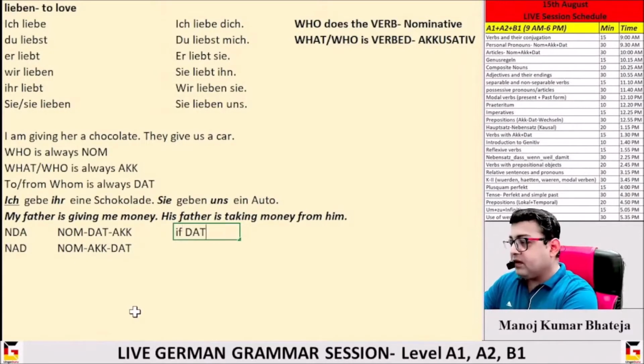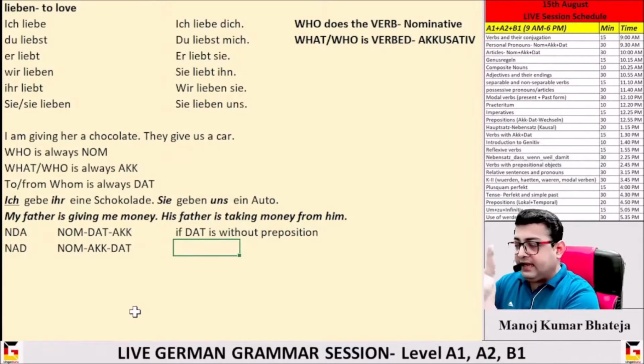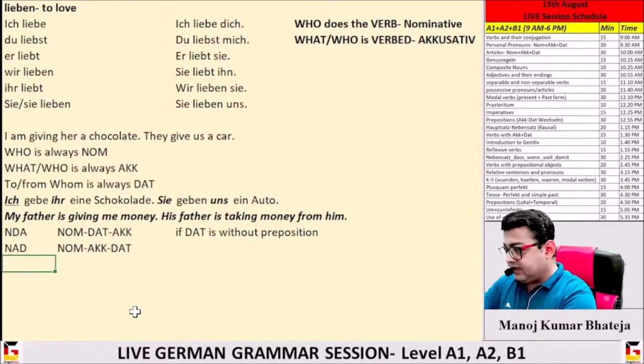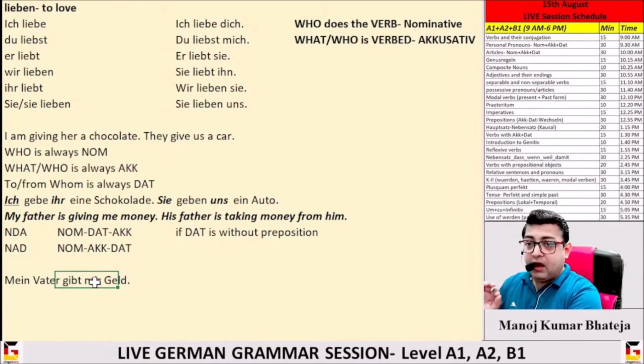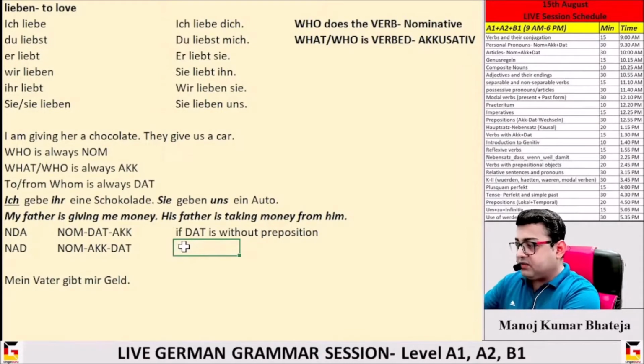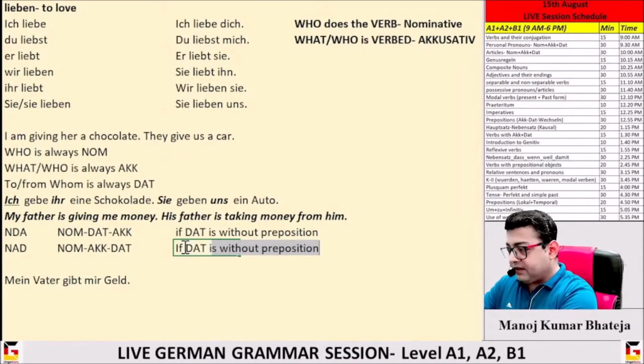If dative is without preposition, तो हम फॉलो करेंगे NDA, जैसे हमारे first sentence के अंदर है. My father gives me money. हमारा dative part is without preposition, so dative पहले आएगा, accusative बाद में जाएगा. Now in this one, if dative is with preposition, second sentence में जैसे हमारे पास दिया है, ठीक है.